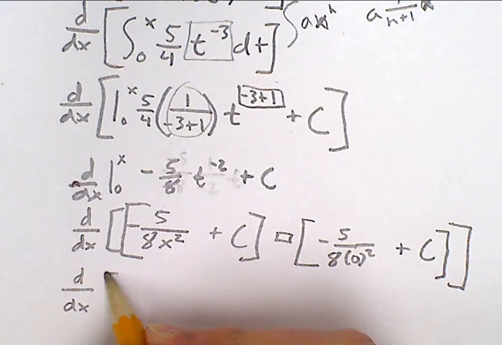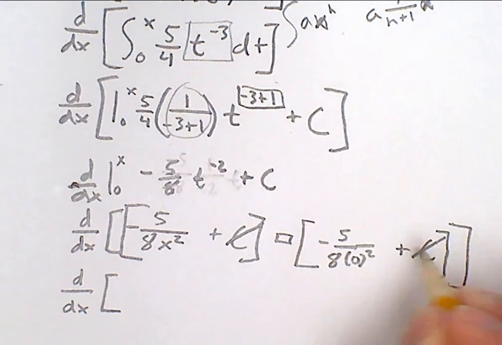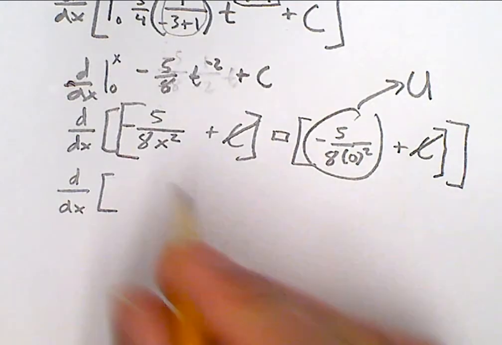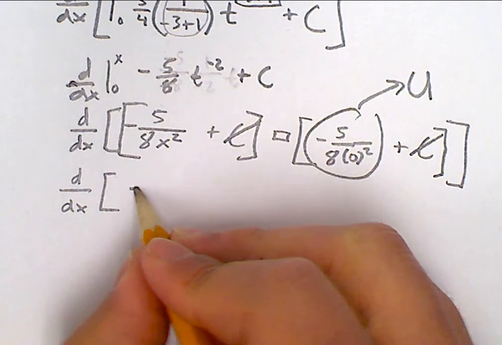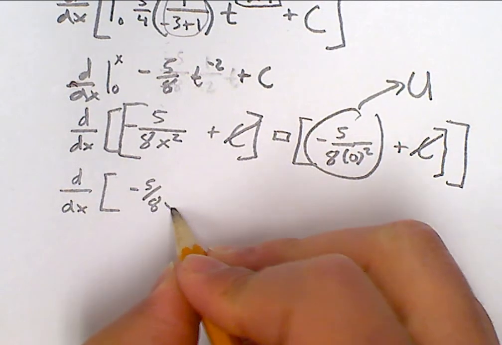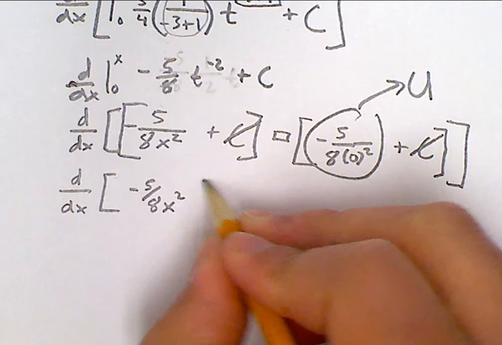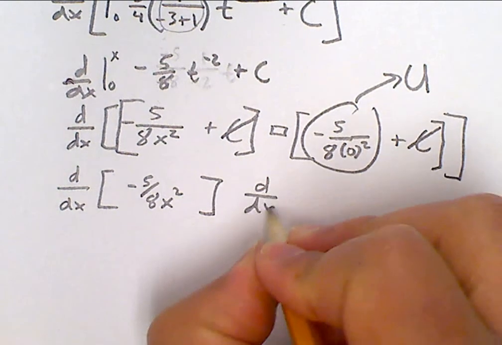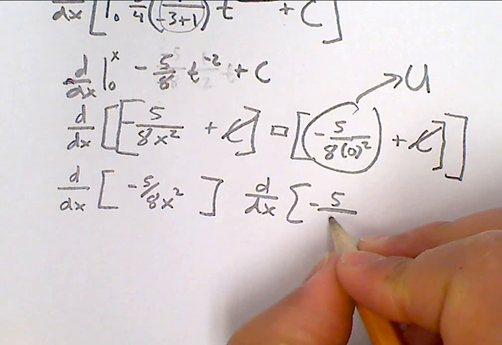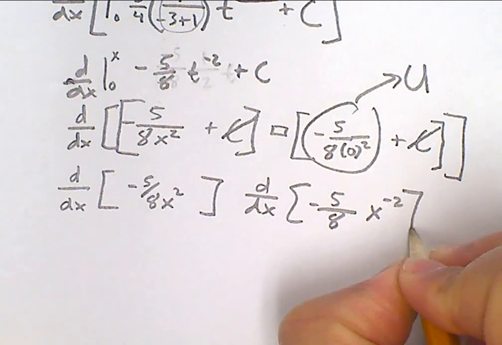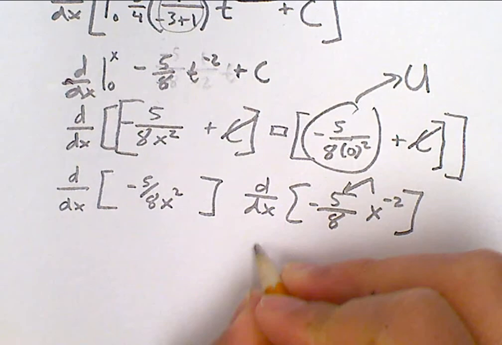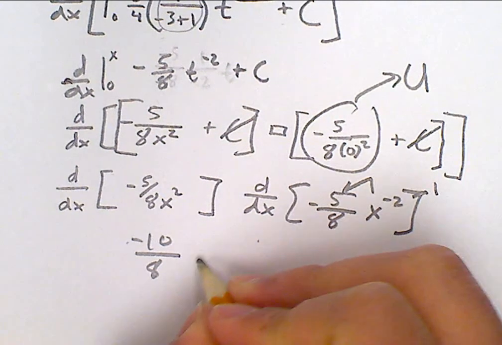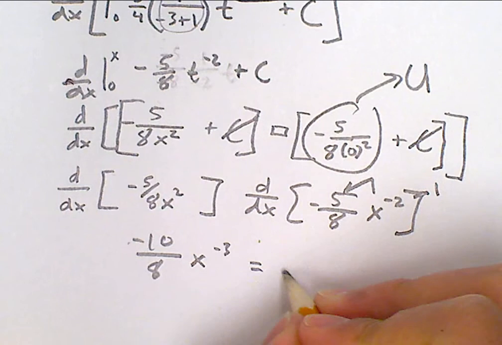Okay. So I simplify this. Cancel, cancel. That's undefined. That's because this teacher did not pick a good lower limit. All right, so negative 5 over 8, x squared. Take the derivative of that. First, I move it up. Nobody wants to do a quotient rule here. Multiply. Negative 10 over 8 times x to the negative 3 equals f of x.